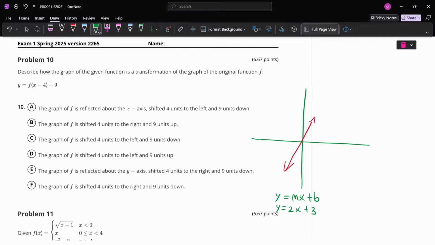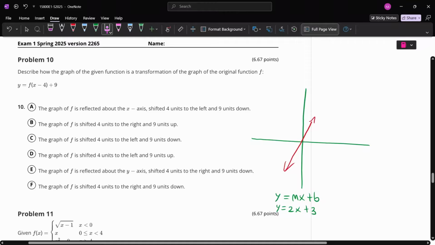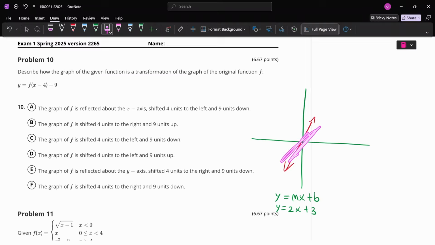But since our b value is 3, that means that this line is actually going to intersect the y-axis at y equals 3, since our y-intercept is going to be 3. So this graph in particular is going to look something like this, where we have a line that goes like this at y equals 3, because that's our y-intercept.